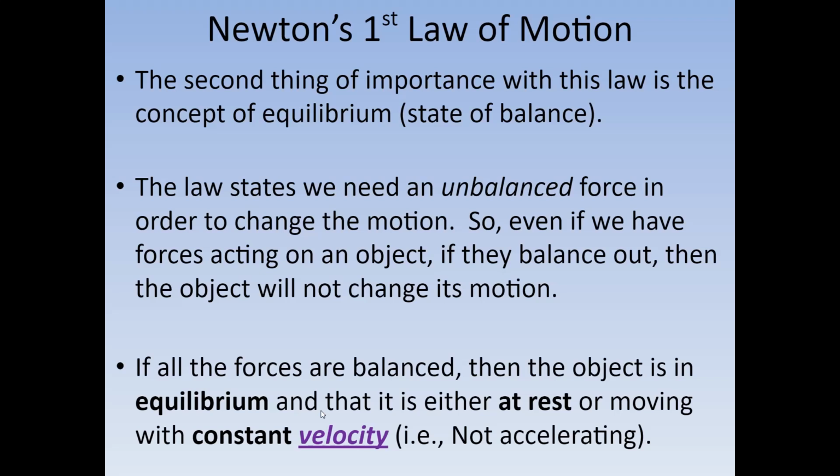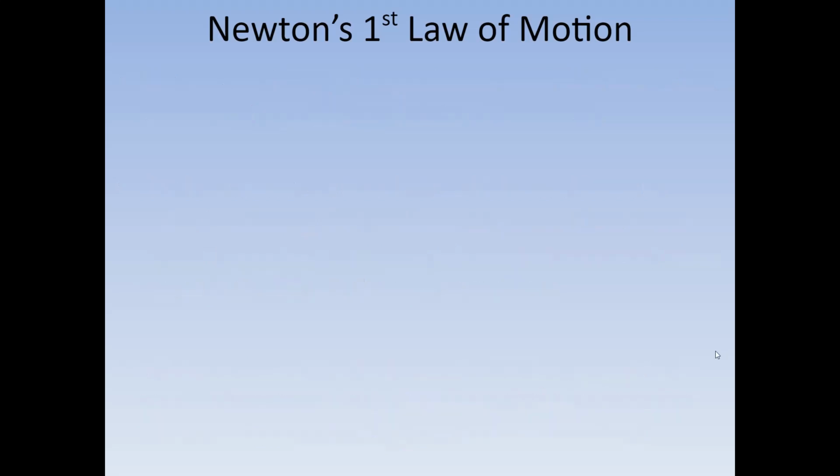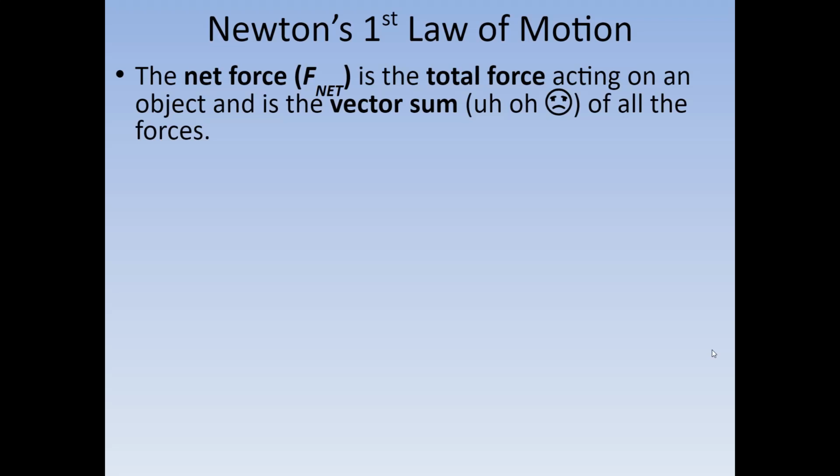So if you know an object's in equilibrium, you don't necessarily know whether it's at rest or moving with a constant velocity. It could be either or. So you need to have more information before you can correctly identify which of those two motions it's moving in. But if you know it's at rest, or if you know it's moving at a constant velocity, you know it's in equilibrium. All right. This also leads into this phrase called net force.